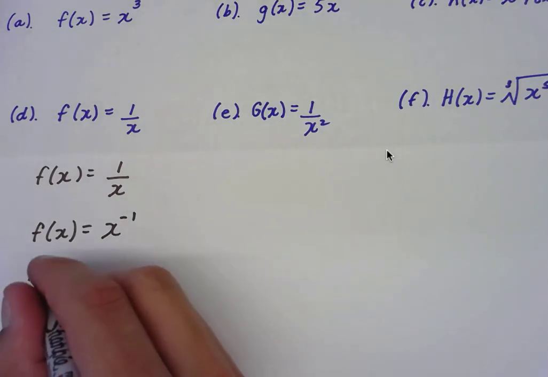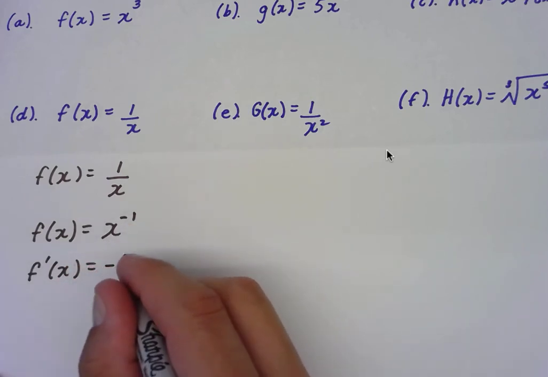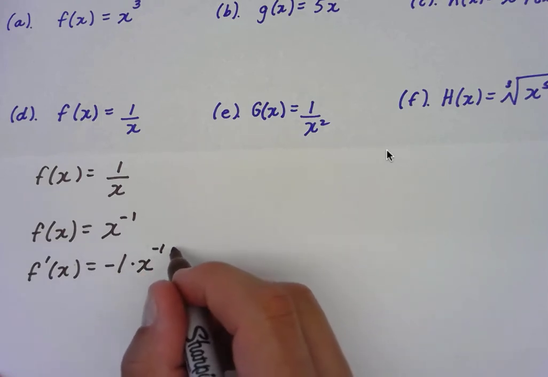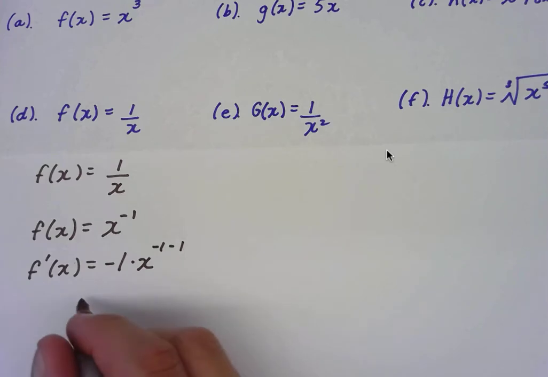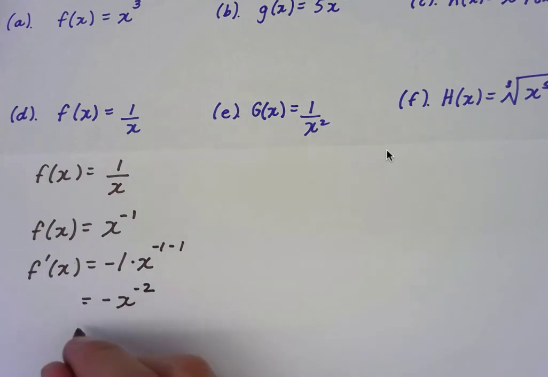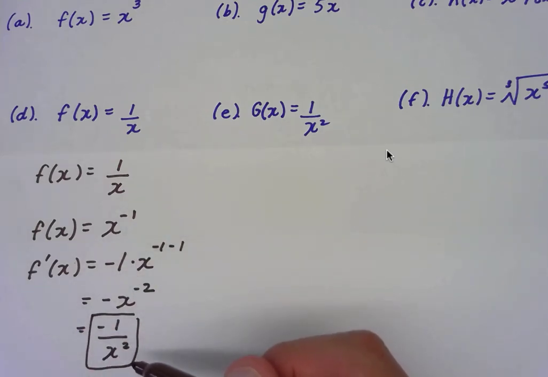And so now we're going to take the derivative. We're going to have f prime of x equals, well, bring the power out front, so that's negative 1 times x to the negative 1, and then this is where we've got to be careful. You're subtracting 1 more. A lot of people put 0 here, so be careful. This just becomes negative x to the negative 2 power, or negative 1 over x squared. That is the derivative of 1 over x. It is negative 1 over x squared.